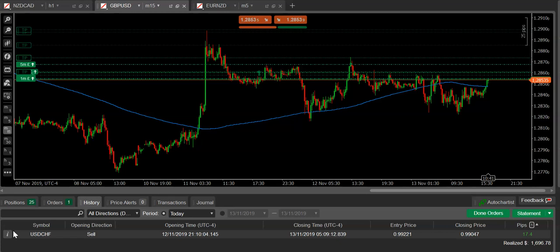This is the 13th of November 2019, and we got long multiple positions in that 1.2850 area. And so we're looking for price to return back to the 1.2900 area, and it's taking its time. We've been in this for maybe a day or so.